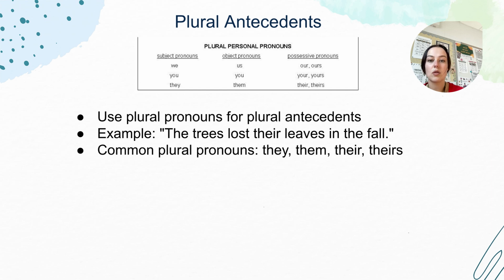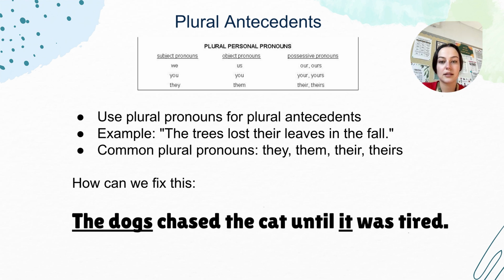Okay. So common plural pronouns are they, them, their, theirs, and the list continues, but these are going to be our most common ones. Let's go ahead, just as we did for singular antecedents, and practice plural antecedents. So here we have this sentence. The dogs, which is plural, chased the cat until it was tired. This one can be a little tricky and can create some confusion. However, the antecedent of the sentence is the dogs. Therefore, our pronoun needs to match that. Go ahead, try and revise.